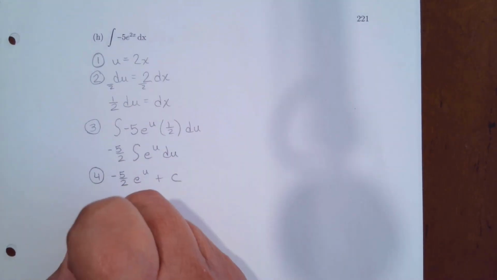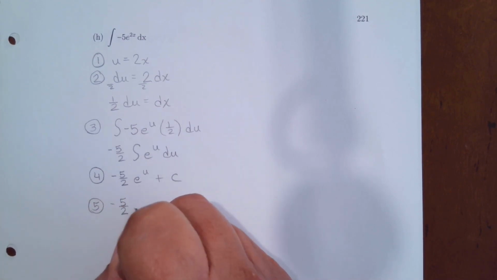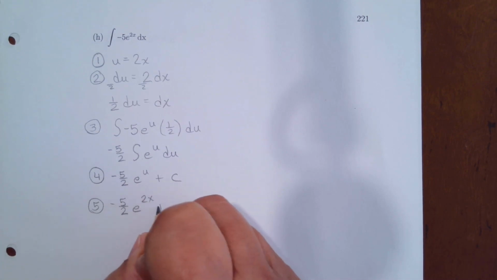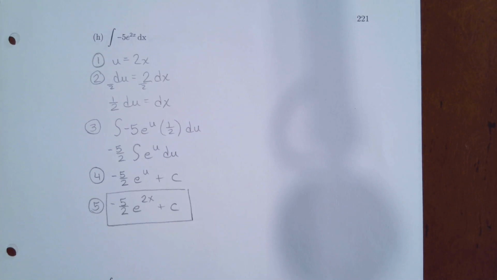And lastly, we're going to substitute in for u. So our actual answer is negative 5/2 e to the 2x plus c. Okay, so that one wasn't too bad. That was the first one we had the exponent though, but same rules apply.